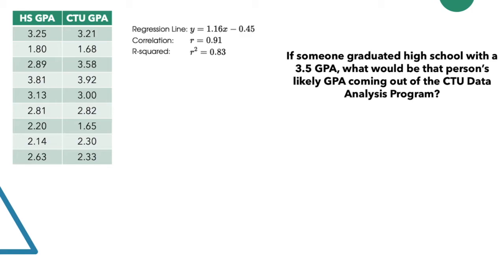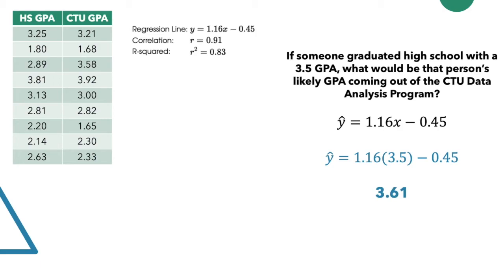If someone graduated high school with a 3.5 GPA, what would be that person's likely GPA coming out of the CTU data analysis program? Here's our regression equation. We plug in that GPA of 3.5, and we get a likely GPA graduating from the CTU data analysis program of 3.61.